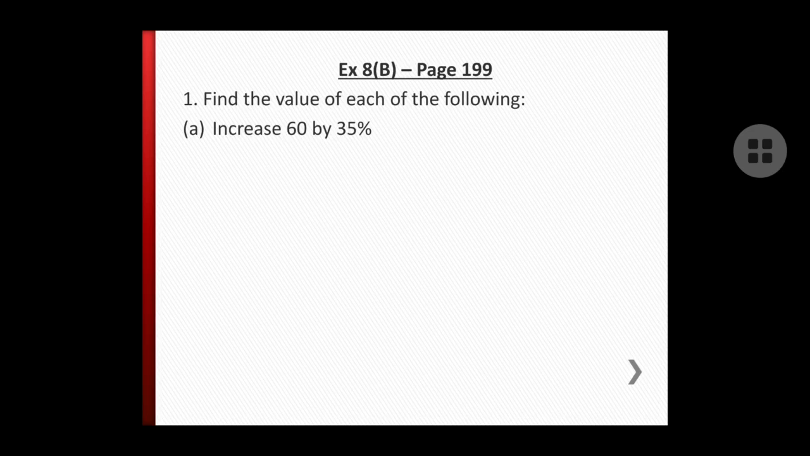Okay, so the first method, according to the first method, you have to find the increase, then you have to add. Because it is increase, you have to add it. So what is that increase value? It is 35% of 60. That is 35 by 100 into 60.